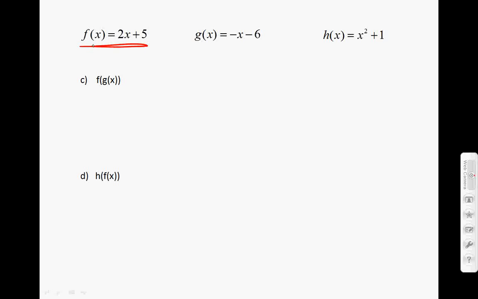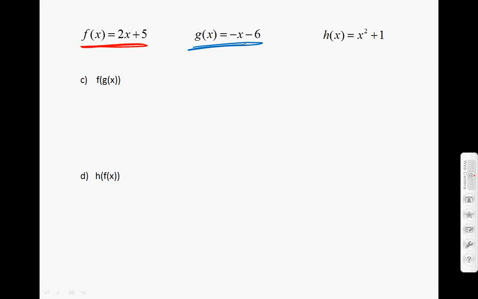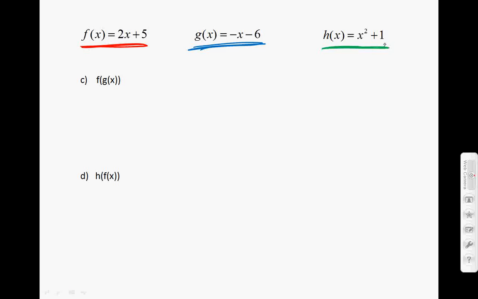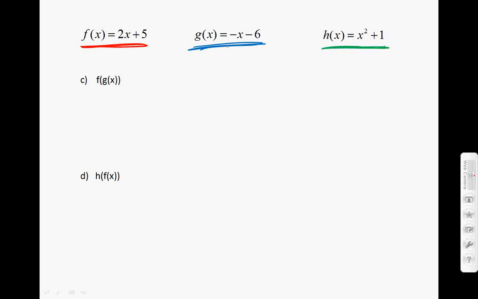So f of x equals 2x plus 5. G of x equals negative x minus 6. And h of x equals x squared plus 1. We're going to evaluate f of g of x. So what this means is that you're going to take the g function and literally insert it into the f function. So wherever you see an x, you're going to replace it with the expression negative x minus 6.